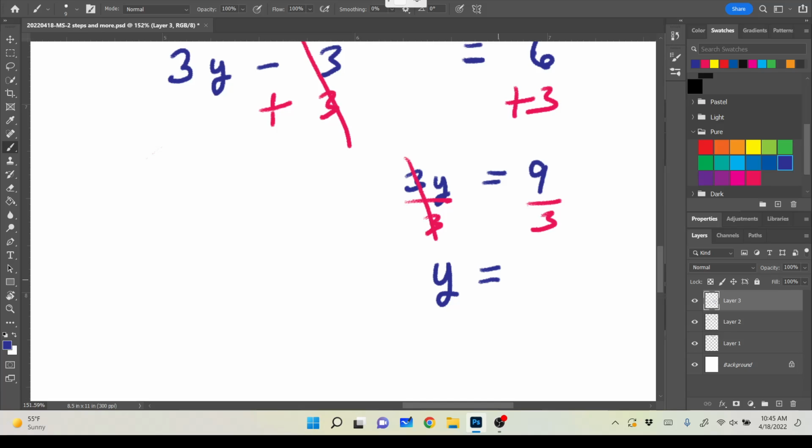You're multiplying, sort of. You're pretending it's a 6 and you're multiplying. We want to do 9 divided by 3.